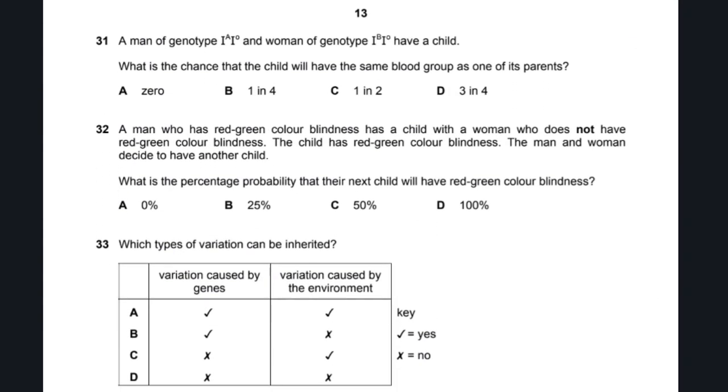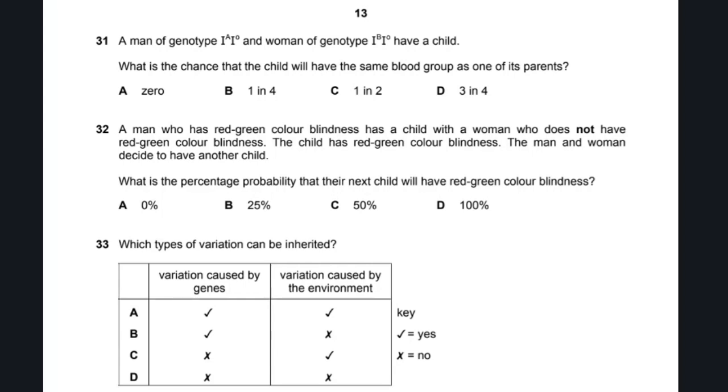A man with a genotype heterozygous for A and a woman heterozygous for B. What is the chance that the child will have the same blood group as one of the parents?